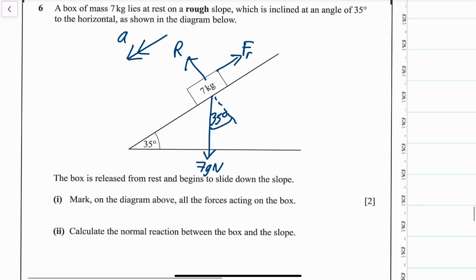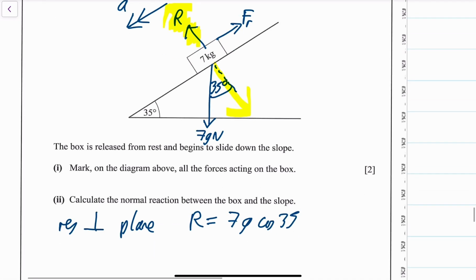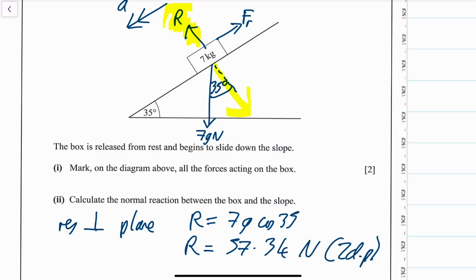So it says calculate the normal reaction. The normal reaction is this force here. It's going to be equal to this force here. So to get the normal reaction, we resolve perpendicular to the plane. That's an easy way to write it. R is then equal to 7g cos 35, which worked out to be 7 times 10 times cos 35, 57.34 newtons, again to 2 decimal places.